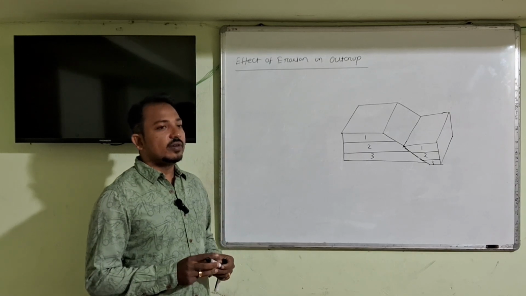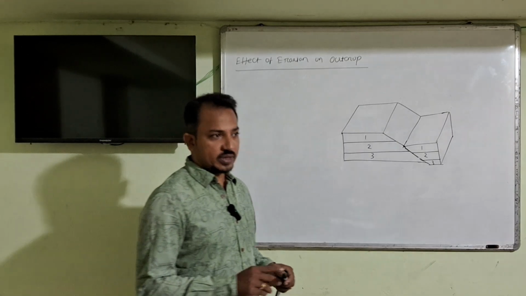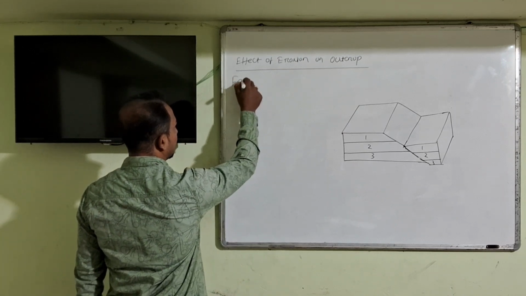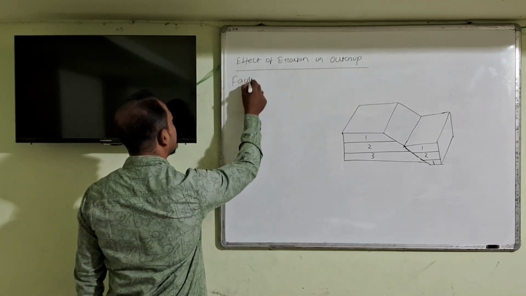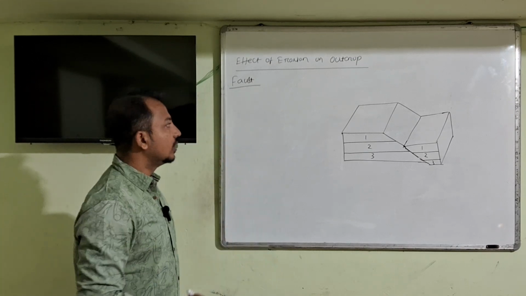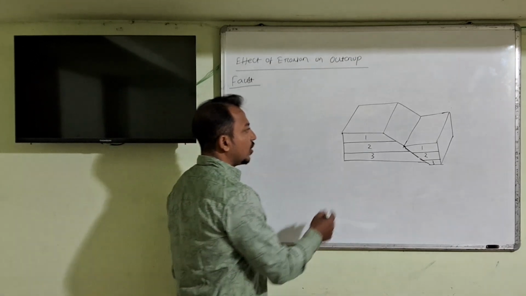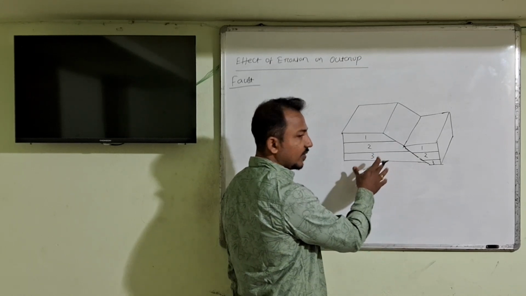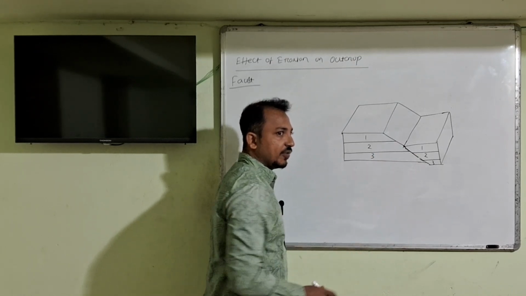So we'll see the effect of erosion on outcrop strata. First we'll see in case of a fault how the erosion affects the outcrop. This is a normal fault. After erosion, how it will be affected in different conditions.